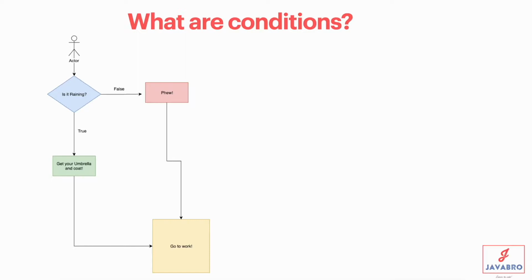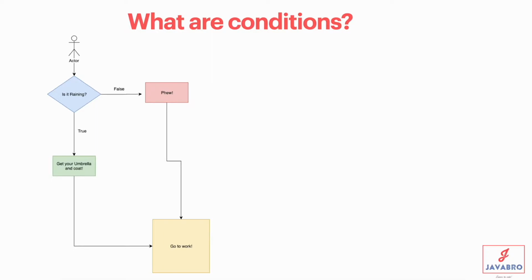We've got an actor at the top, which represents the user, and it's pointing to our condition here in blue. As you can see, our condition is simply, is it raining? If it is raining, then we follow the true path and we want to return a message to the user that says get your umbrella and coat. If is it raining is false, so remember this is our fallback option, we're just going to say to the user phew. In both scenarios we want to continue the code and go back to whatever the code was doing, which in this instance is simply go to work.